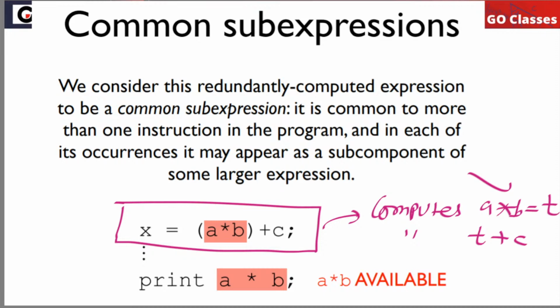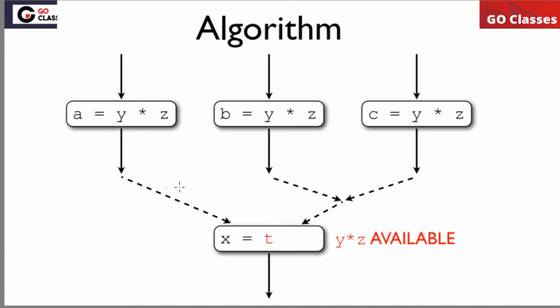Correct. Now similarly you can notice here, again I was telling you what the compiler actually does. See, here also y into z is available, here also y into z is computed. Whether you come from this path, y into z is computed. If you come from this path, y into z is computed. If you go like this, y into z is computed.